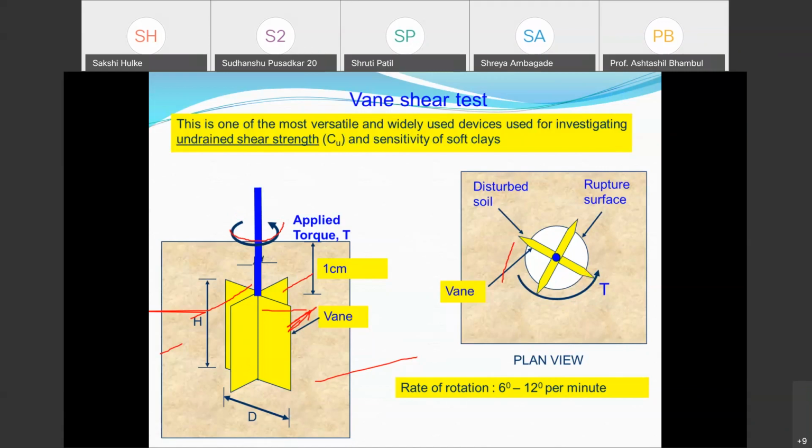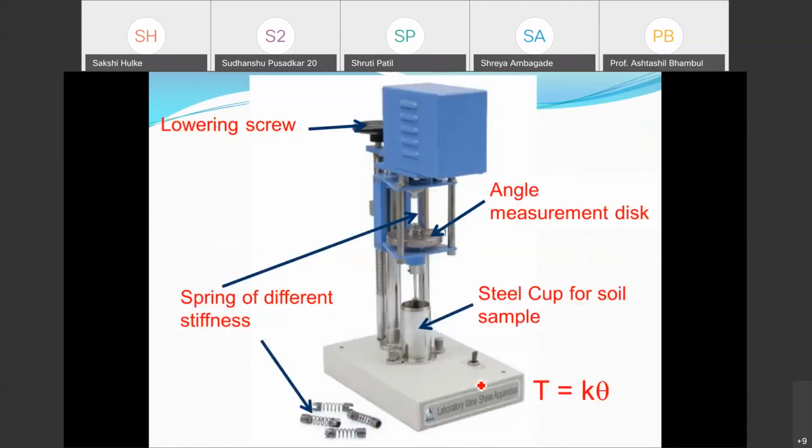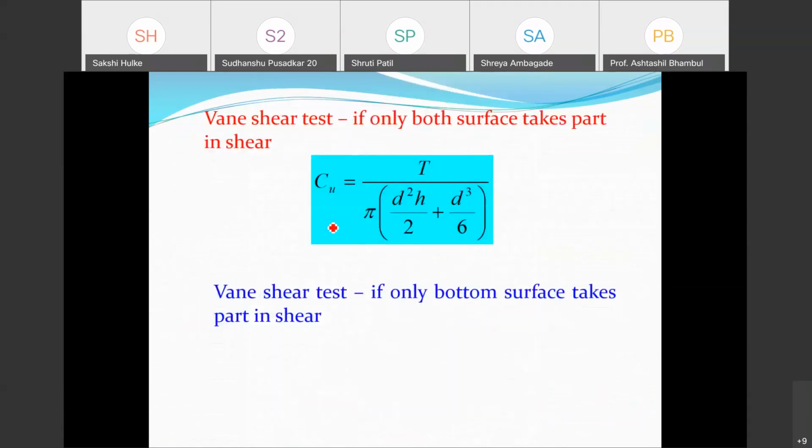Okay, so the rotation is applied at the speed of 6 to 10 degree per minute, and we try to measure that torque. Okay, so this is a simple unit which is used for calculation of the torque, which is K into theta. Once I get this T, I can calculate the Cu by measuring T upon pi into d square h upon 2 plus d cube upon 6.